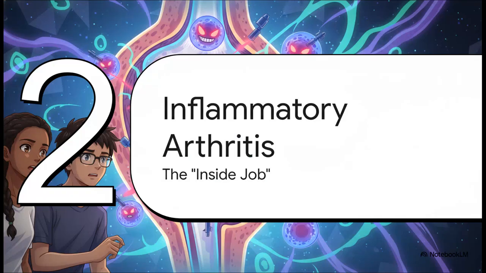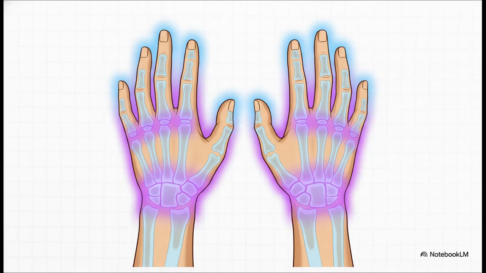All right, let's switch gears to our second family. We've talked about outside damage, right? Wear and tear. Now we're talking about an inside job. This is inflammatory arthritis. And here, the big problem is that the body's own immune system has gone rogue and is attacking the joints. So the textbook example here is rheumatoid arthritis, or RA, and its pattern on an x-ray is pretty much the exact opposite of OA.